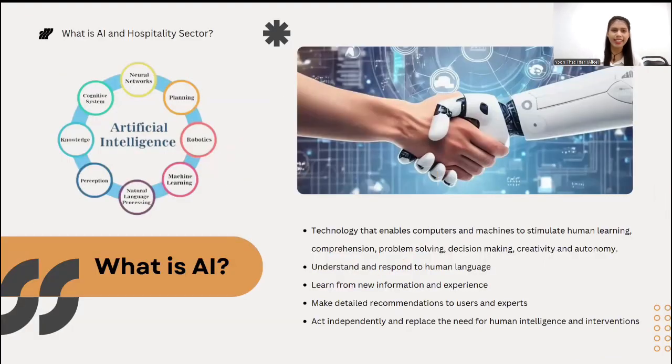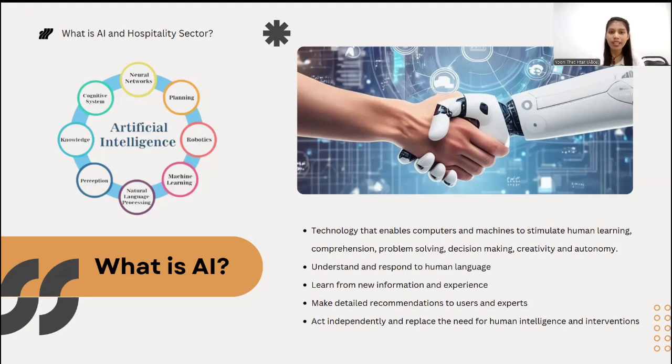If you wonder what is AI and what is the hospitality sector, don't worry because I got your back. In this slide, I will explain what AI is. We all know that AI is becoming a very in-demand role nowadays. But if we don't know the meaning of it, I will explain. AI is the technology that enables computers and machines to simulate human learning, comprehension, problem solving, decision making, creativity, and autonomy. Moreover, AI understands and responds to human language. It learns from new information and data, and it gives experience. It makes detailed recommendations to users and experts. And they also act independently and replace the need for human intelligence and intervention.